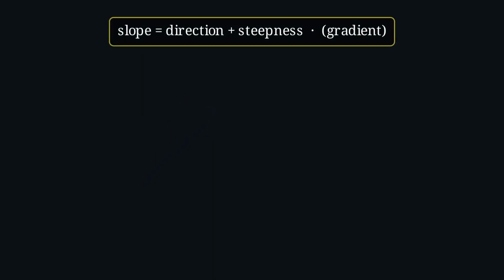Two ramps. One is steeper, but by how much? We need a number. That number is the slope, also called gradient. It describes a line's direction and steepness, how much y changes when x increases by 1.